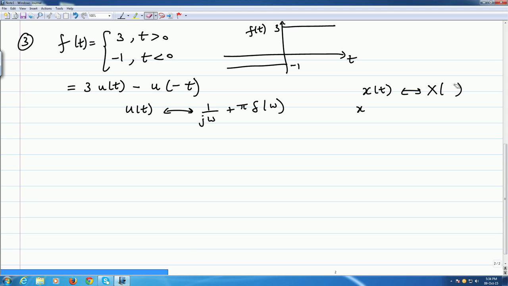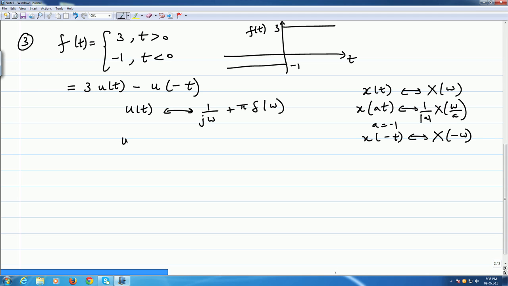It is easy to skip the e power j omega t when you write this. If x of t transforms to x of omega, then x of a t transforms to 1 by mod a times x of omega by a. So, this is one of the properties of Fourier transform. If you put a equals minus 1, for instance, you see that x of minus t transforms to x of minus omega.